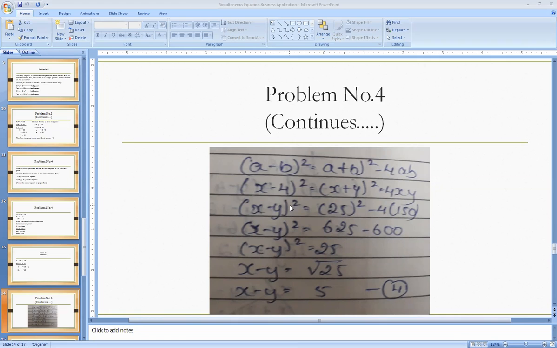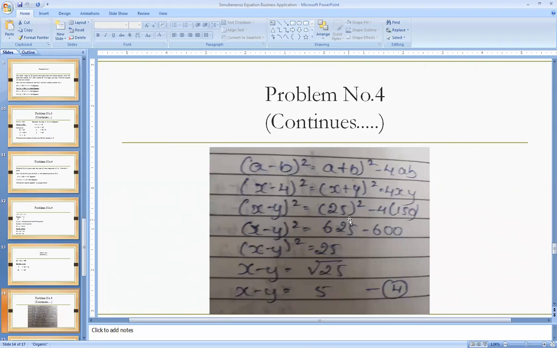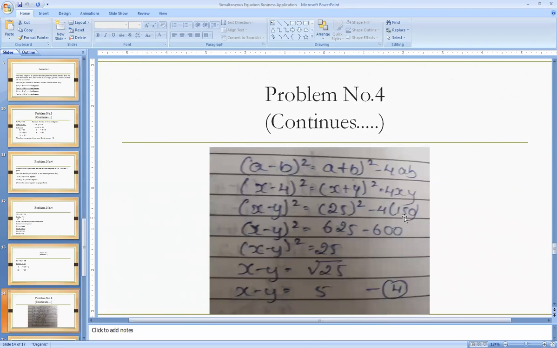Therefore (x minus y) whole square equals, already we know that in the first equation they have given the x plus y value. We can see the x plus y value is 25. We substitute x plus y, which is 25, whole square minus 4 times the xy value, which we got as 150. Therefore (x minus y) whole square equals 25 square, which is 625, minus 4 into 150, which is 600. (x minus y) whole square equals 25.